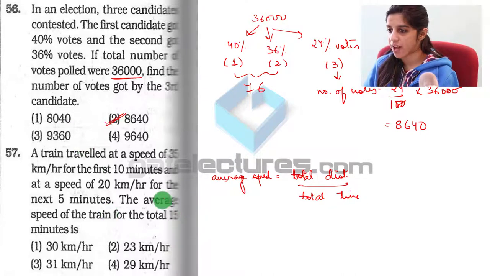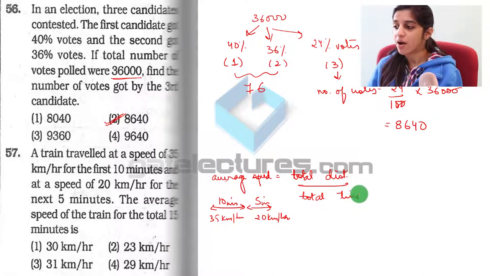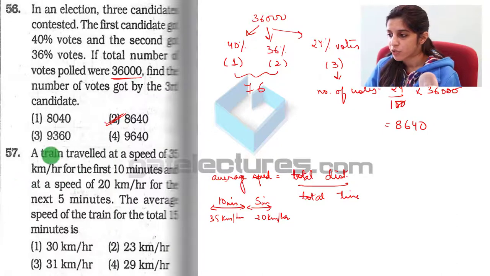Now this train is traveling the first 10 minutes at 35 km per hour. Then for 5 minutes it's traveling at 20 km per hour. So I have already got the total time of 15 minutes, right? 1/4 hour I have got. What I need is the total distance. So how am I going to find this?